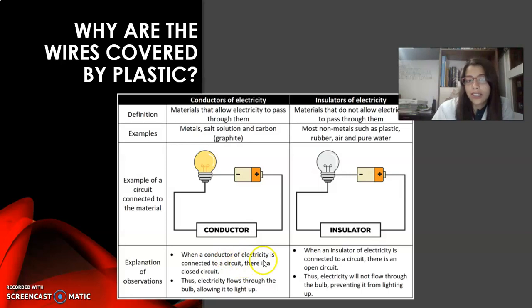When a conductor of electricity is connected to the circuit, there is a closed circuit. Thus, electricity flows through the bulb, allowing it to light up. But when an insulator material is connected to the circuit, there is an open circuit. The electricity doesn't flow through the bulb.